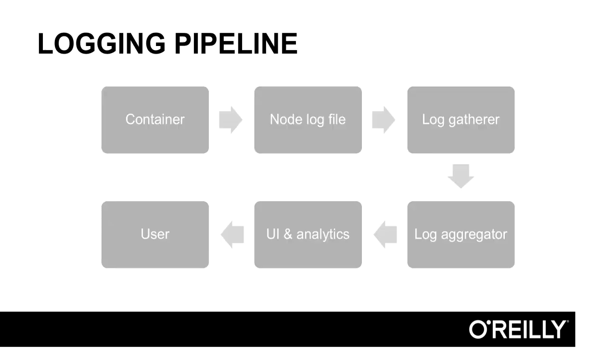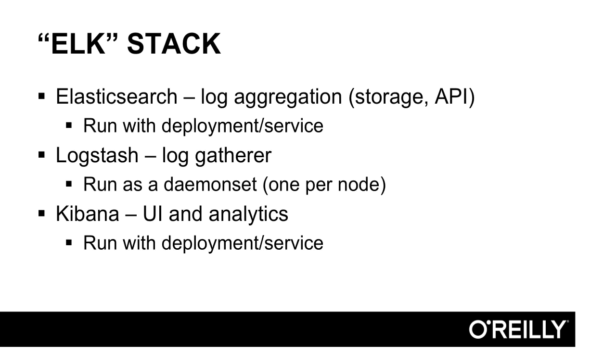The basic logging pipeline looks like this. Your application container spits out text information on standard out and standard error. Kubernetes gathers this on each node and sends it to the node log file. From there, a process running on the node can gather up all of those log lines and send them to an aggregator service somewhere else. From there, you can build analytics or a UI on top of them and present them to the user in a more usable way. One popular stack for managing all of this data is called the ELK stack.